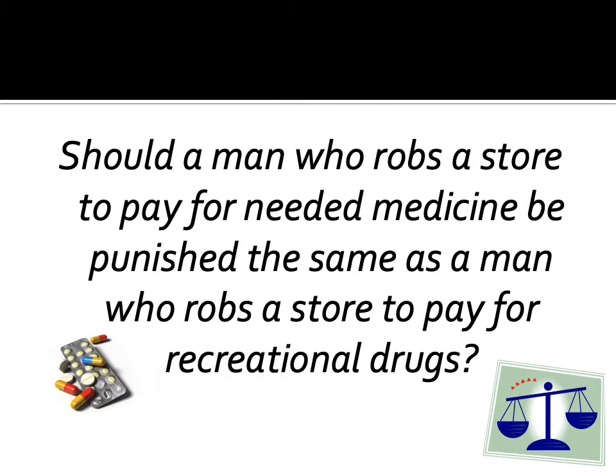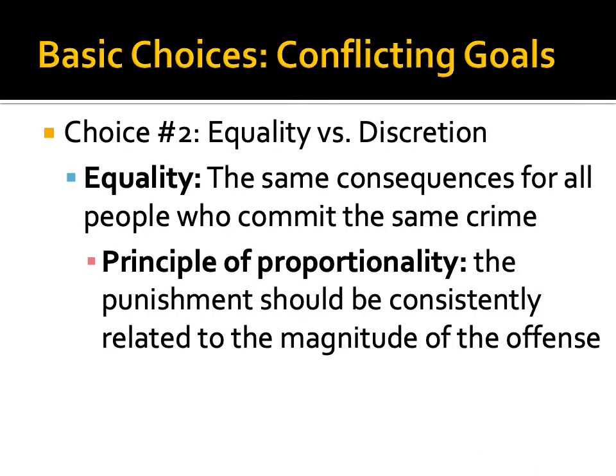Right? Now, some people here say the motive matters, right? Someone who's robbing a convenience store to pay for medicine they can't afford is trying to better themselves, whereas someone who's trying to pay for recreational drugs, maybe not, right? But basically what this conversation comes down to is equality versus discretion, right? Equality basically means that it's the same consequences for all people who commit the same crime, right? And so there's this principle of proportionality and equality. The punishment should be consistently related to the magnitude of the offense.